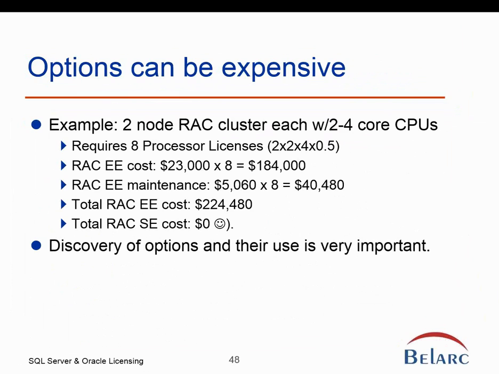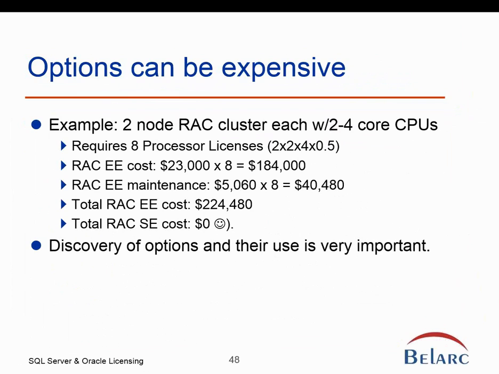So these options and packs are important because they can cost as much or more than the database itself, which can be expensive. So here's an example where we have a RAC cluster. The RAC is the Real Application Clusters. That's the capability to have multiple computers running a database. And in this case, we have 2 nodes, meaning there are 2 computers that are going to be running the database.